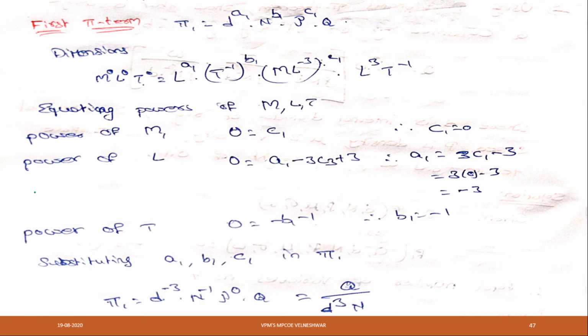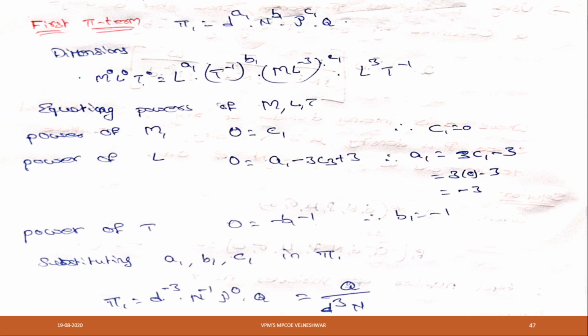Now first pi term, pi 1 is equal to D to the power of A1 into N to the power of B1 into rho to the power of C1 into Q. Apply the dimensions. What is pi 1? Pi 1 is nothing but dimensionless, that is M to the power of 0 into L to the power of 0 into T to the power of 0. Substitute the dimension of D, that is length. Speed is T to the power of minus 1. Rho is M into L to the power of minus 3. And Q is L cube into T to the power of minus 1.